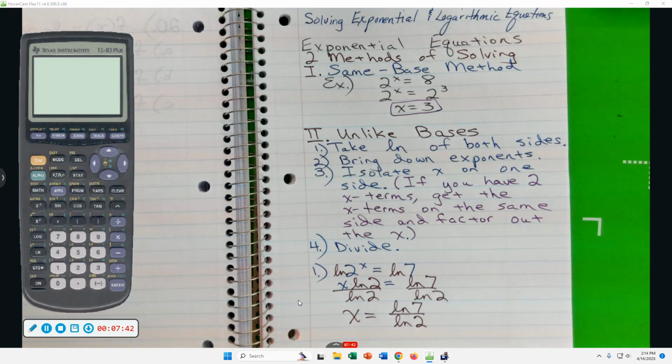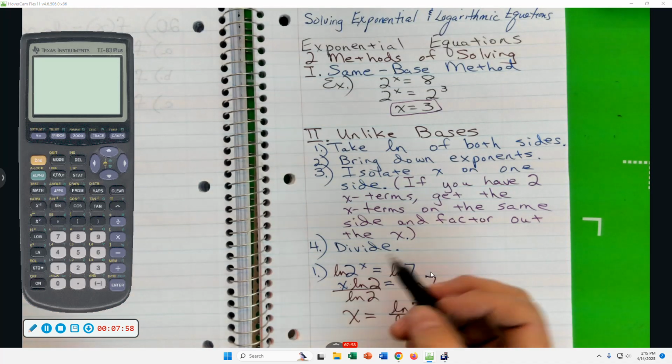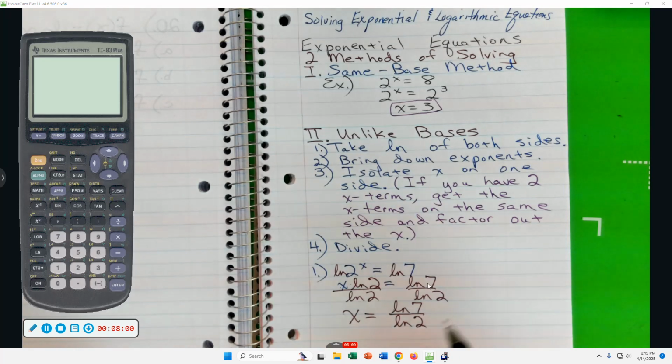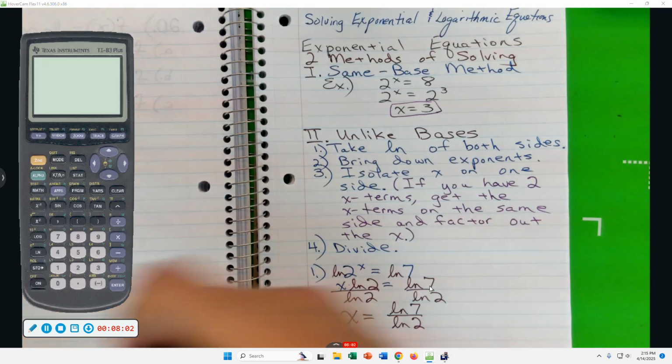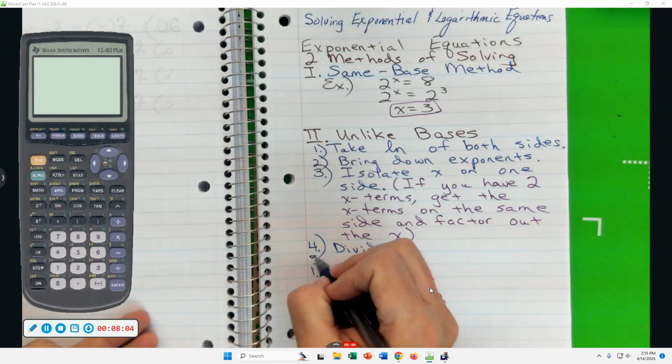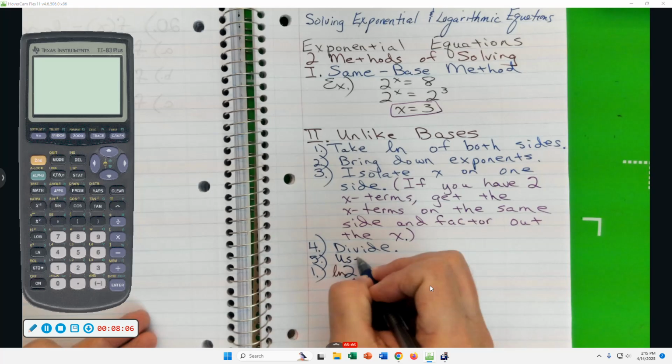If they wanted the exact answer, this is what you would have to type in. But they want a decimal approximation. To solve exponential equations with unlike bases, I should stick on a 5th step. You'll have to use your calculator to get a decimal approximation. So once you divide, the 5th step I'm going to stick on is use calculator.